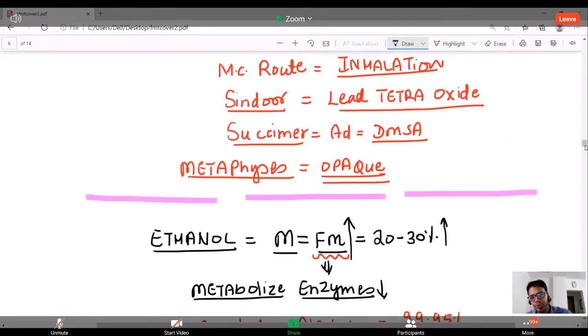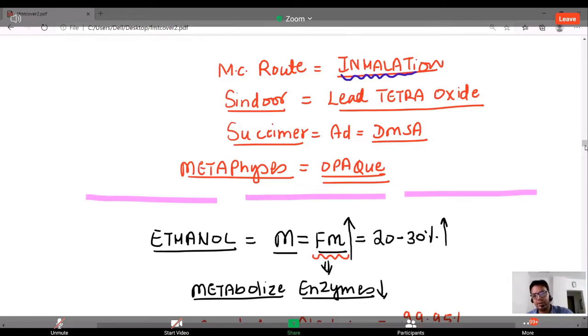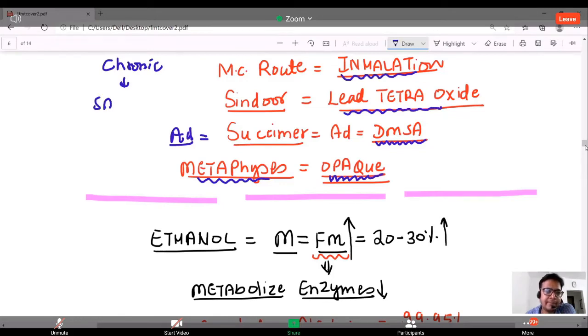Now, sir, the most common route of lead intoxication is inhalation. Sindoor, Doctor, Sindoor contains lead tetraoxide. There is one antidote which is known as succimer. EDTA is the main antidote. Another antidote is succimer, also known as DMSA. In lead poisoning, metaphysis become opaque. Chronic lead poisoning is also known as saturnism. It is also known as plumbism.